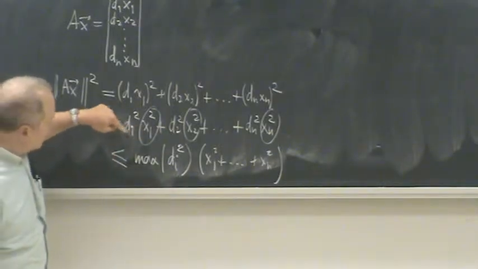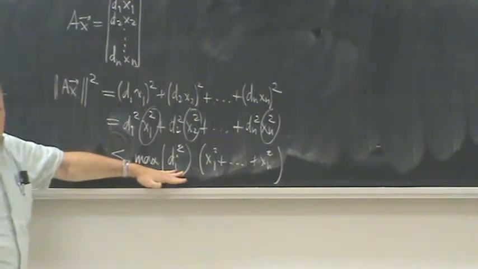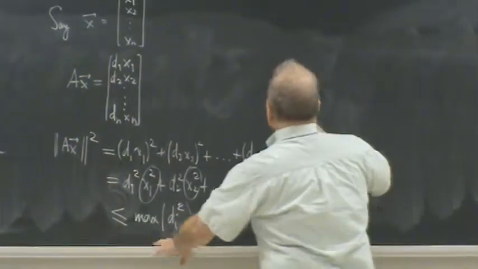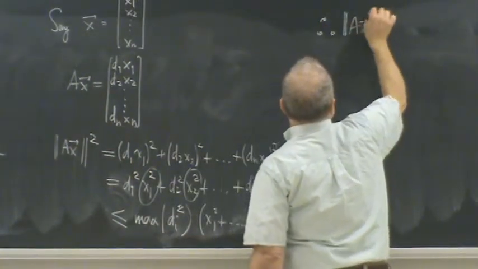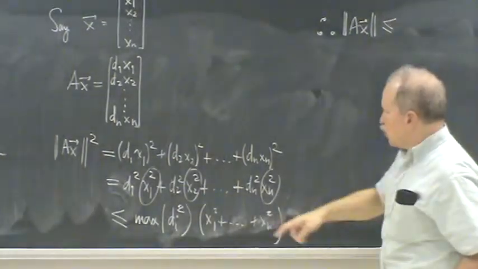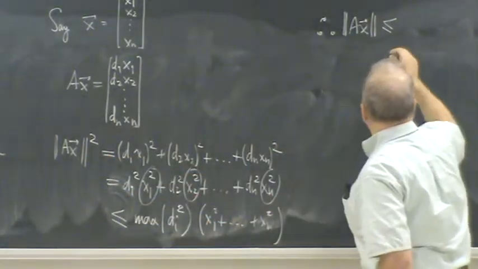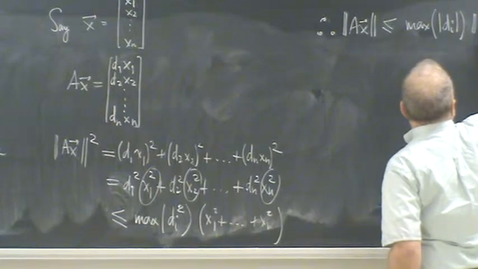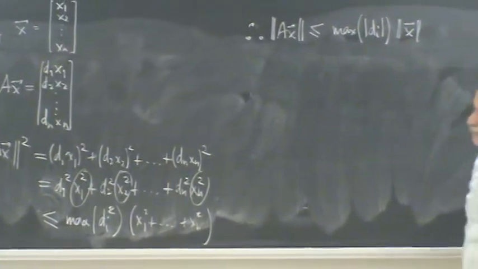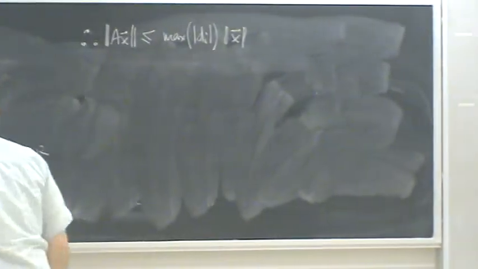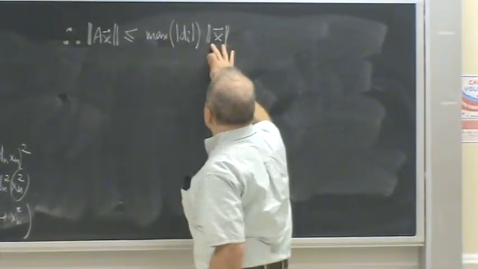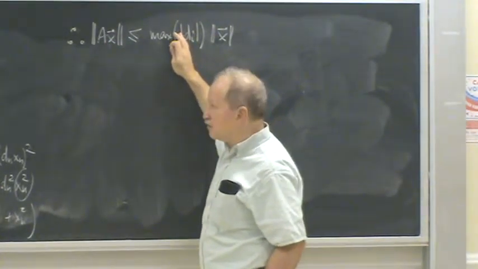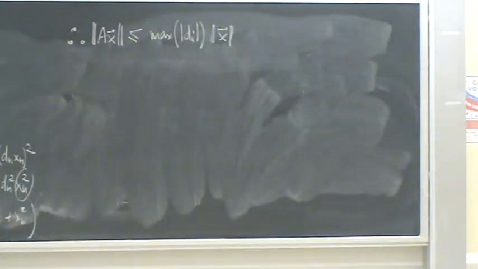If you bump up all the d's to make them all the biggest one, the sum stays the same or gets bigger. If you take square roots now, the biggest the square root of this can be is the max of all the absolute values times the magnitude of x. So if you consider magnitude of x equal to 1, the biggest magnitude of Ax can be is the max of the absolute values of the di's. And we already said it was at least that big. So we're done.